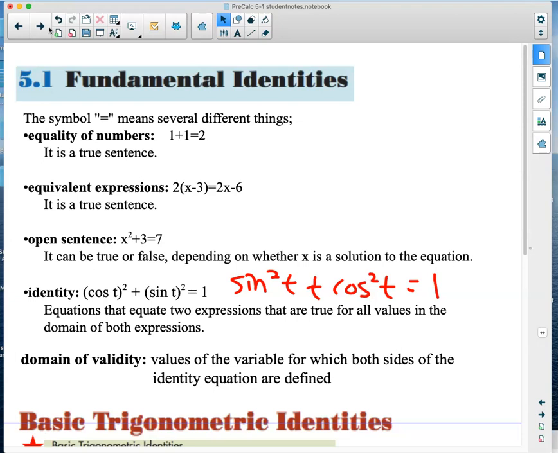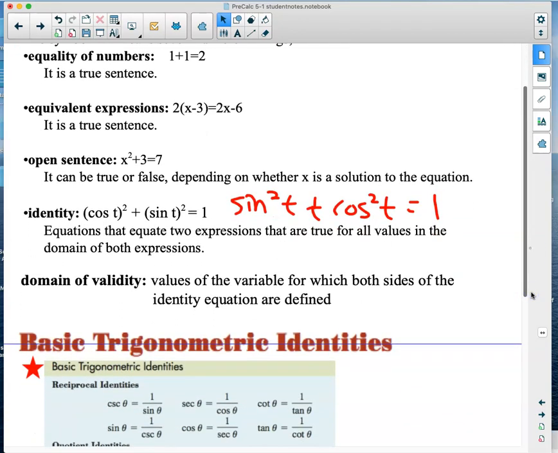Equations that equate 2 expressions that are true for all values in the domain of both expressions. So there's the biggie. We know that sometimes sine and cosine could come out to be something that might work out undefined. We've seen situations like that before. Usually with the secondary trig functions that happens. So we're saying, yes, this is absolutely an identity. It will always be true, but there are some situations where things go a little wacko. So domain of validity is what we need to take a look at. And that's values of the variable for which both sides of the identity equation happen to be defined.